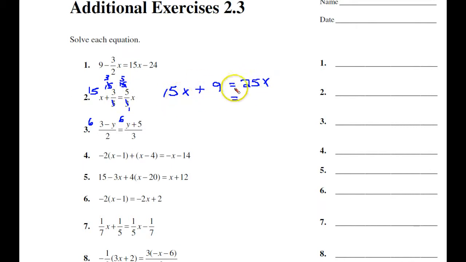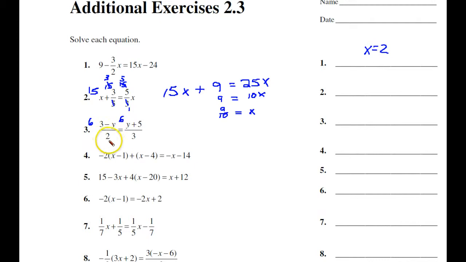So we subtract 15x from both sides, we get 10x equals 9. Divide both sides by 10, we get x equals 9/10. And the answer, by the way, for number 1 was x equals 2. All right, I started number 3 here.